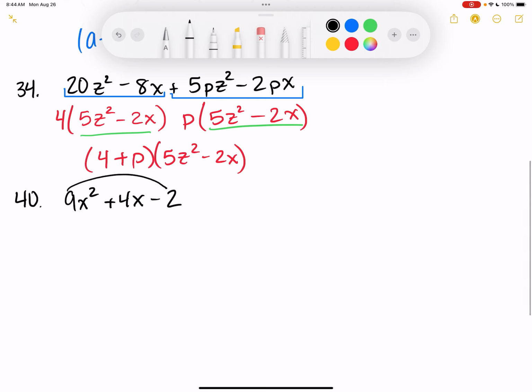Oh, wrong color. One second. There we go. So arch method, we multiply the first number and the last number and get a negative 18. And I need factors of negative 18 that when added together give me a positive 4. So what are some factors of 18? 3 and 6. 3 and 6, when I add those together, I don't get 4, so that's not going to work. What else?